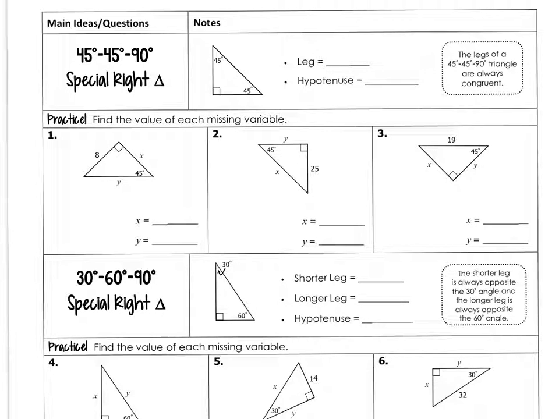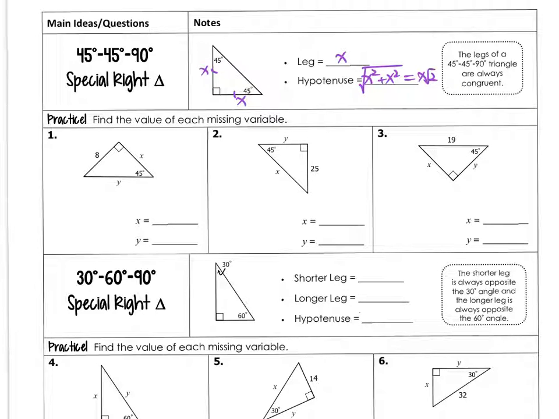One is 45, 45, 90 degrees, and that is an isosceles right triangle. So in this case, if I let my leg equal x, the other leg has to equal x as well, and then my hypotenuse becomes the square root of x squared plus x squared, and I should have x root 2. So there's a little bit of square root involved in this. Again, if you need to review square roots, make sure that you do it before you come to class today, because you have to be fluent in this.